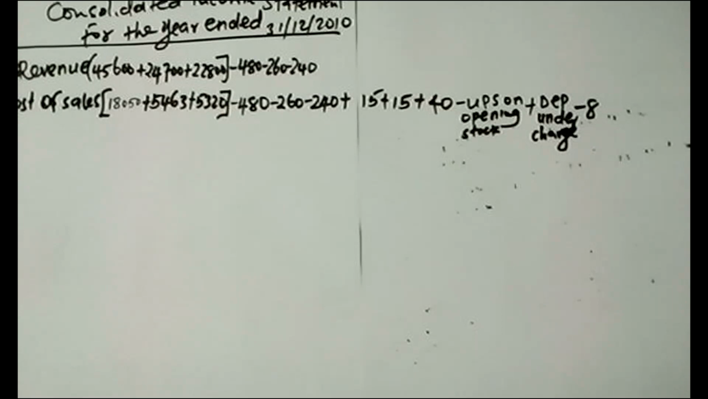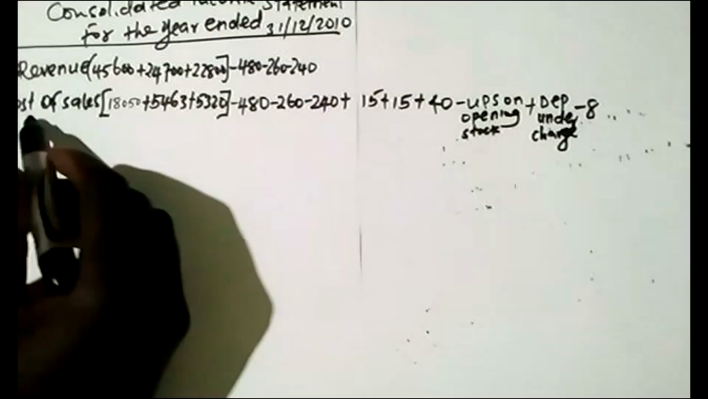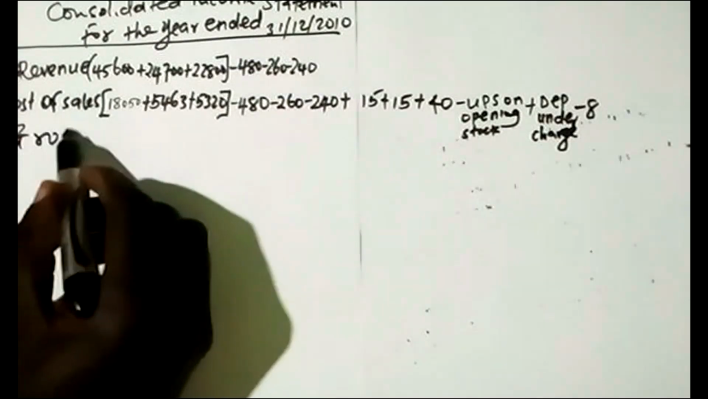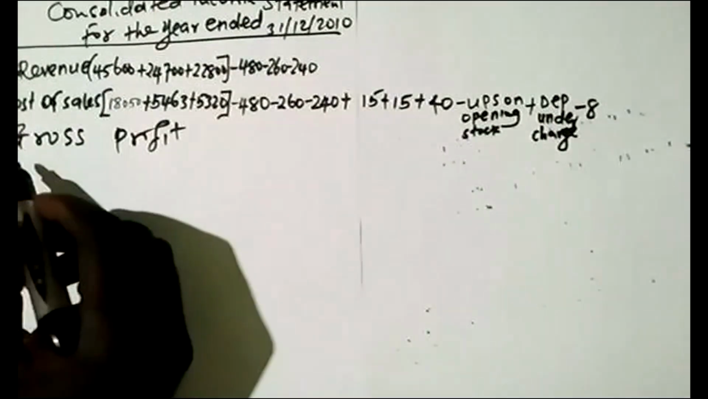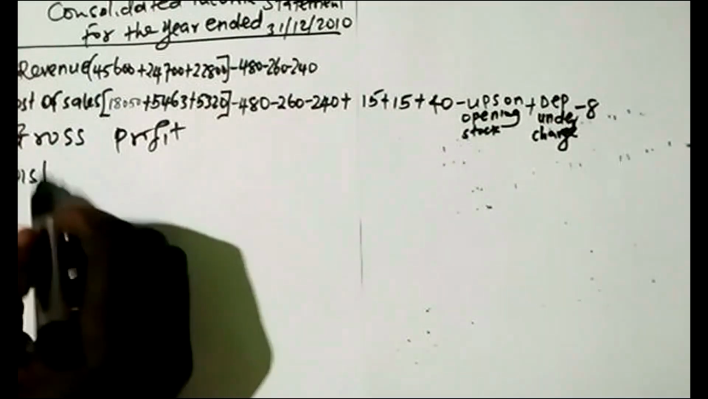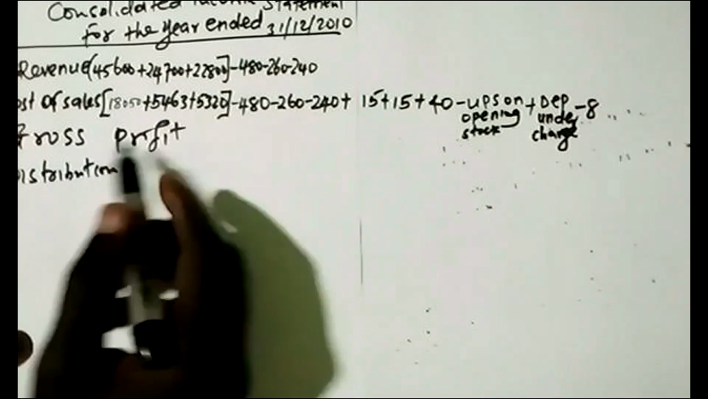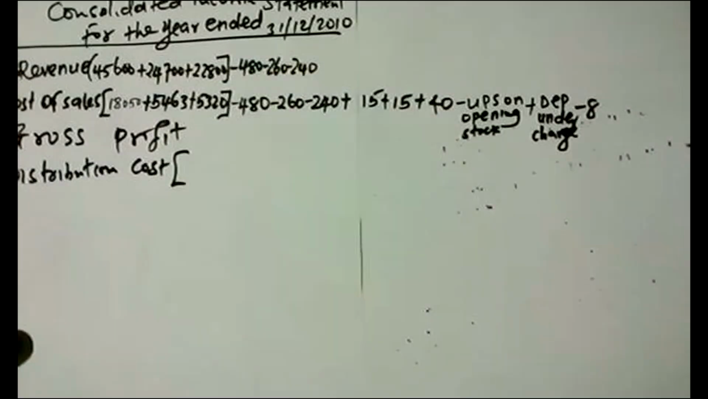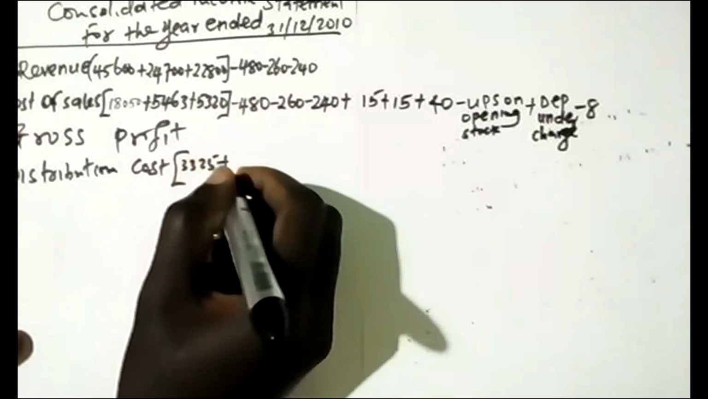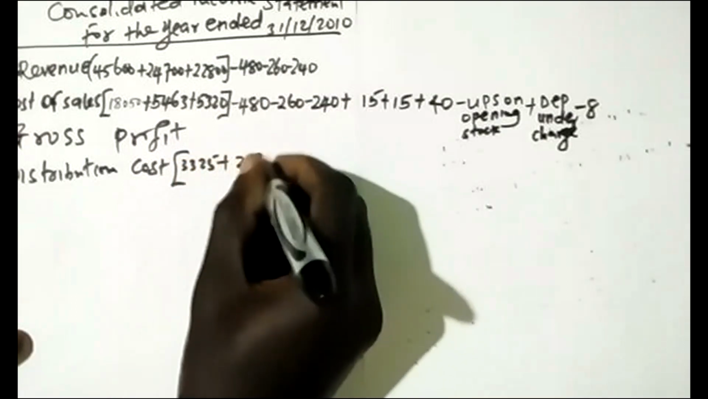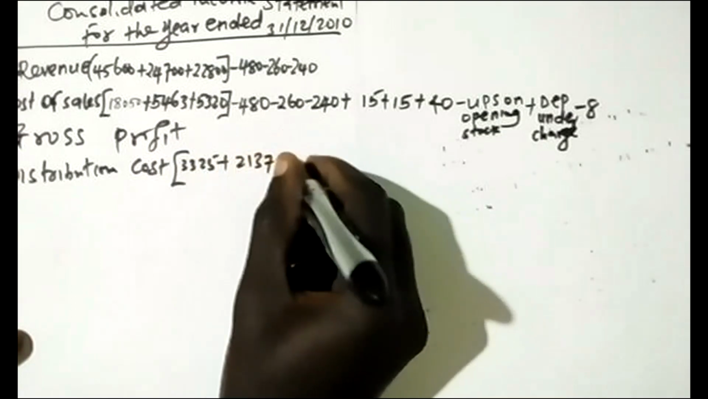So once you are done with the cost of sales, and that is what you can adjust in any question, you take cost of sales and subtract it from the revenue, and you are capable of getting a gross profit. Then after getting a gross profit, remember that now we go to the distribution cost. And this one is just direct. You take the parent plus subsidiary: the parent is 3325 plus 2137 plus 1900.